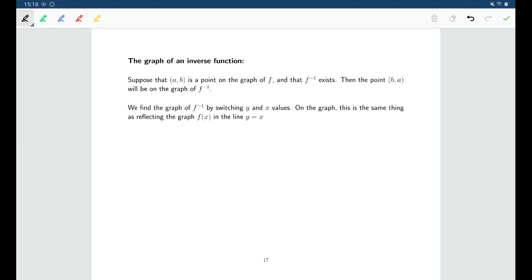The other part that's a nice little consequence of this: since f inverse really is just f where we've exchanged all the x's and all the y's, as it turns out, the graphs are mirror images of each other, reflected in the line y equals x.